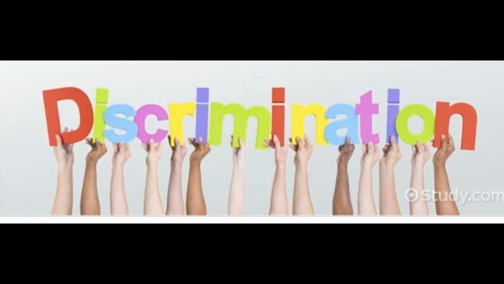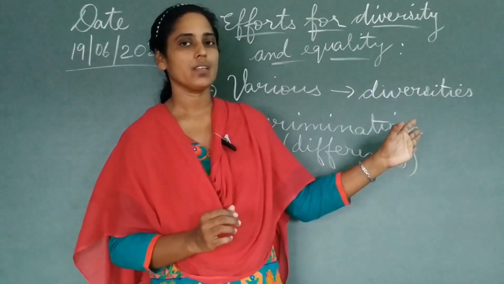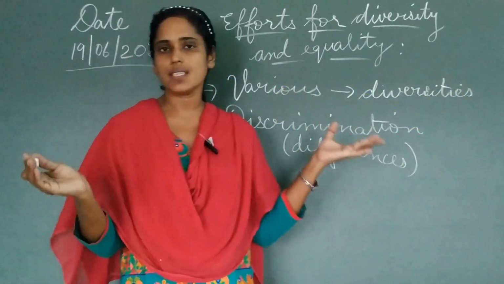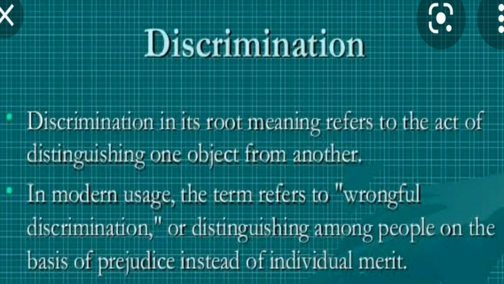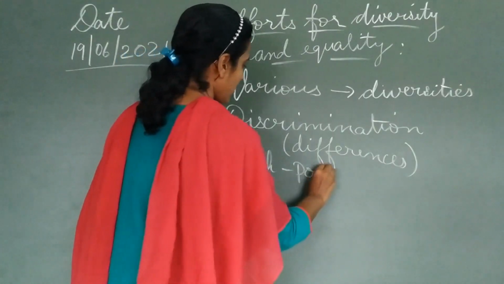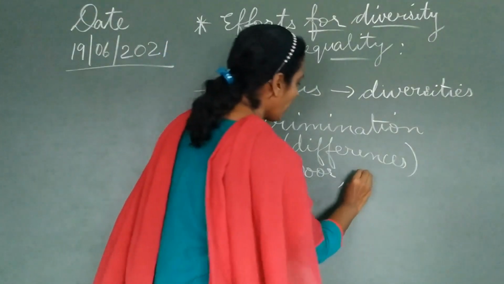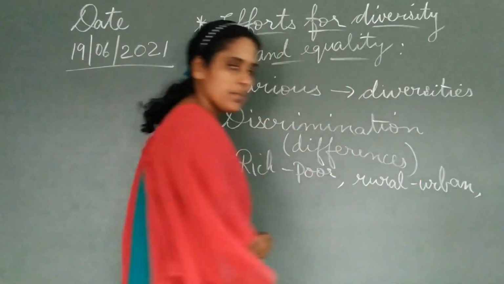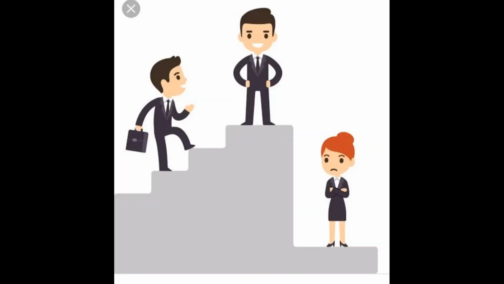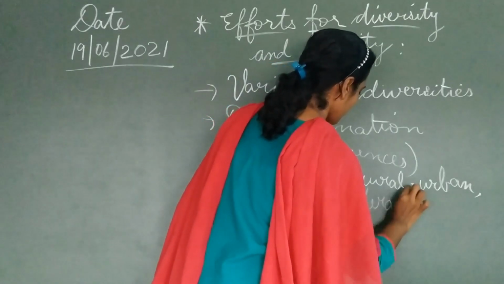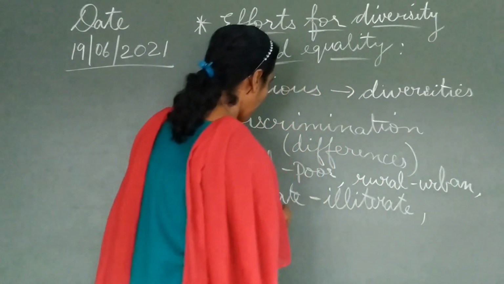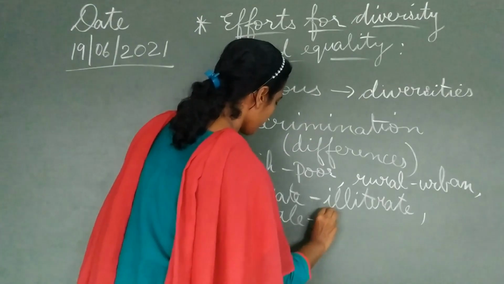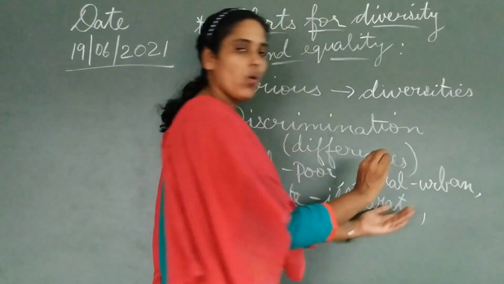Before independence, this discrimination was prevalent on a large scale. That is differences, differences of various kinds. For example, we can take discrimination between the rich and the poor. Then between rural and urban areas, that is people living in rural areas and people living in urban areas. Then discrimination between the literate and the illiterate. Then discrimination between male and female, that is gender discrimination. So it goes on in this way.